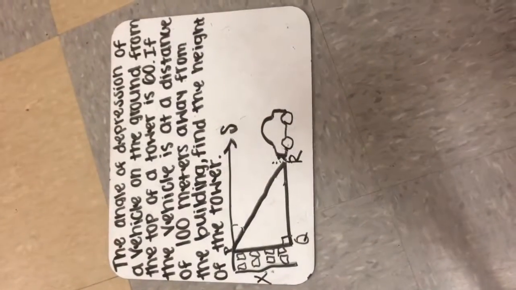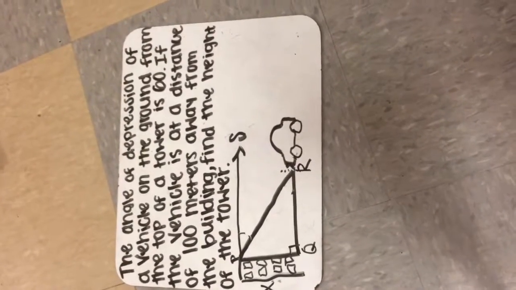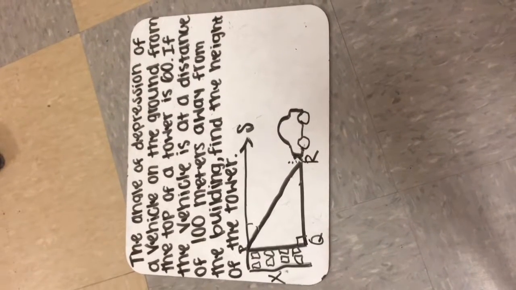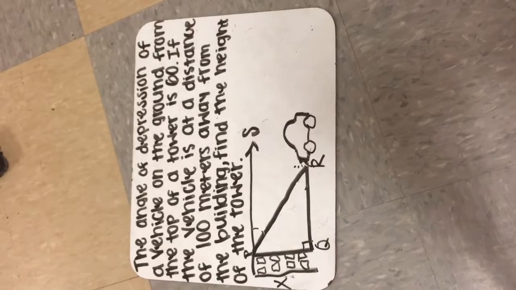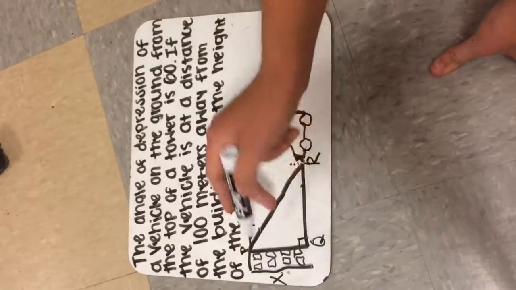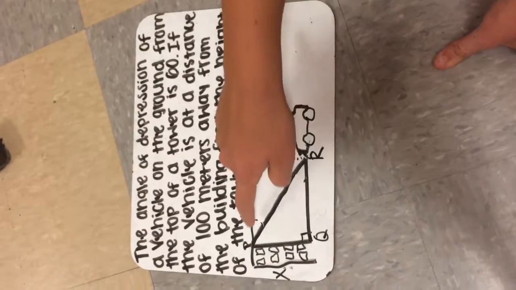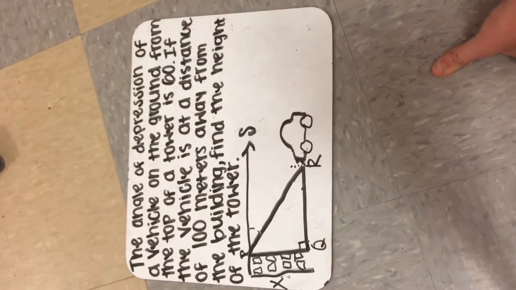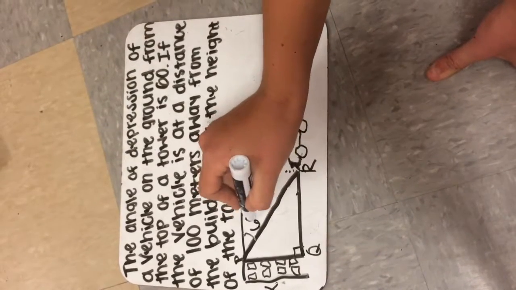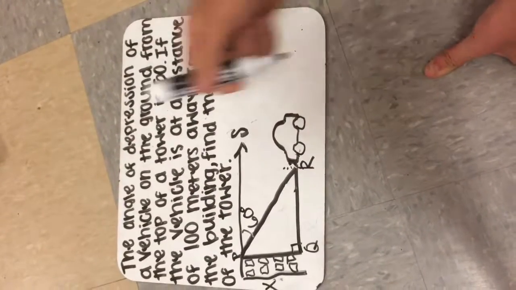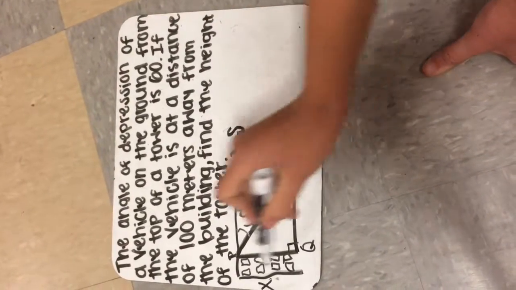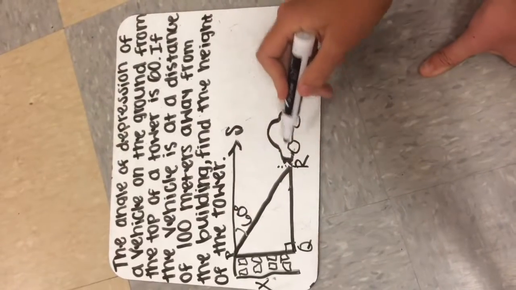The angle of depression of a vehicle on the ground from the top of a tower is 60 degrees. If the vehicle is at a distance of 100 meters away from the building, find the height of the tower. So in this problem, PQ right here represents the height of the tower, which is x, because that's what you're trying to find. And the angle of depression is going to be below the horizontal line, as we said before. So this angle right here is going to be 60 degrees. And then it also said in the problem that the vehicle is at a distance of 100 meters away from the building.